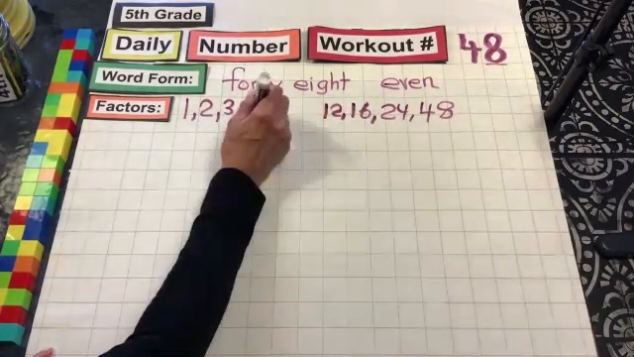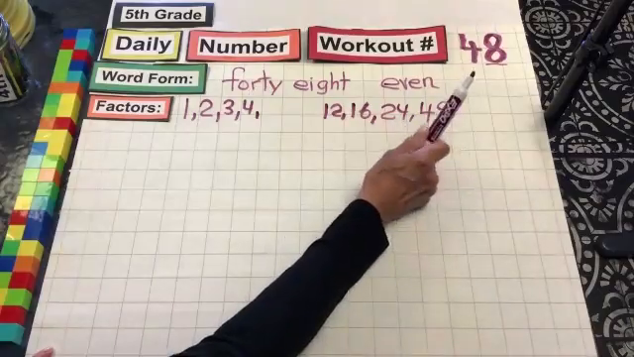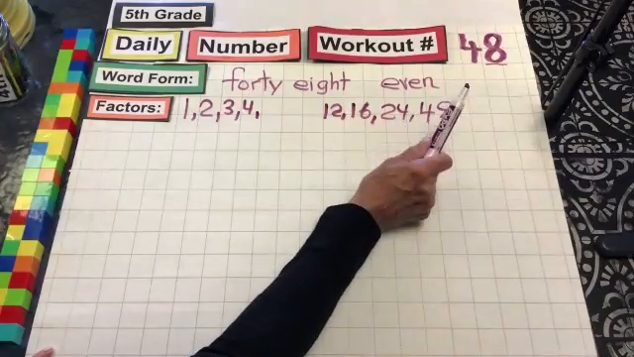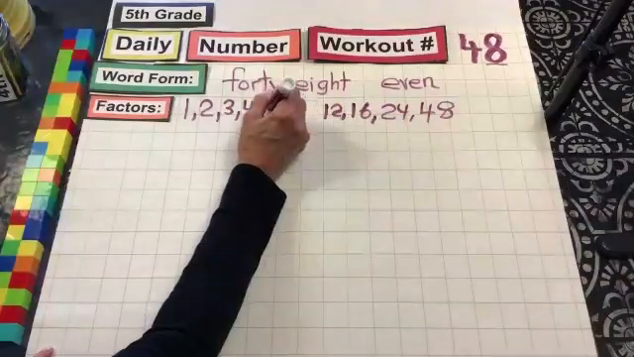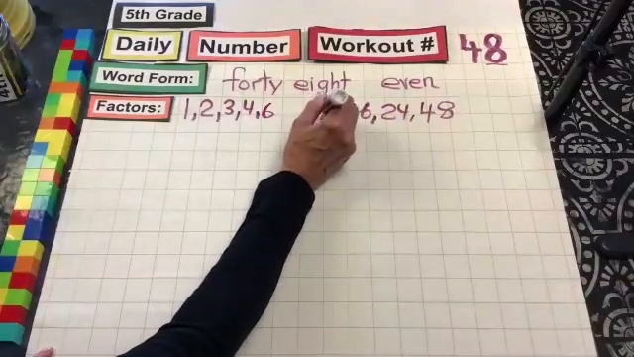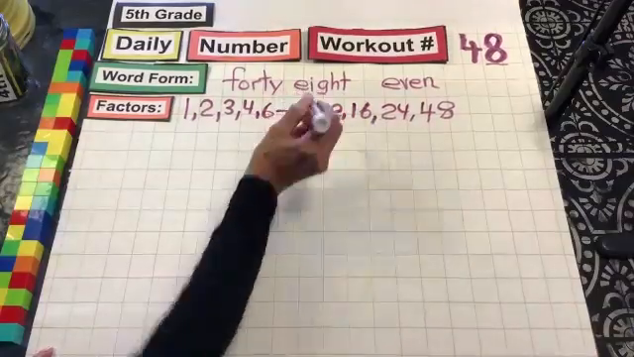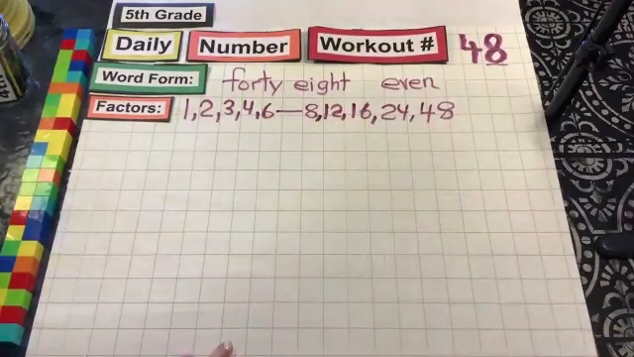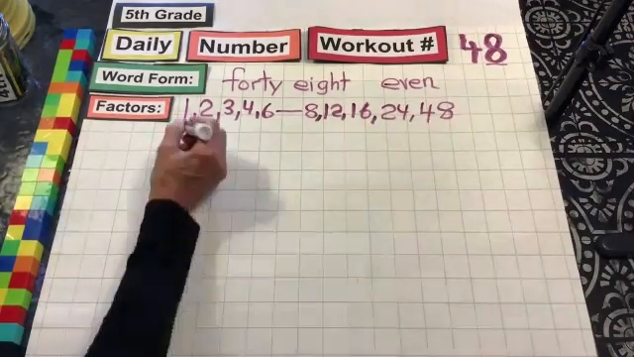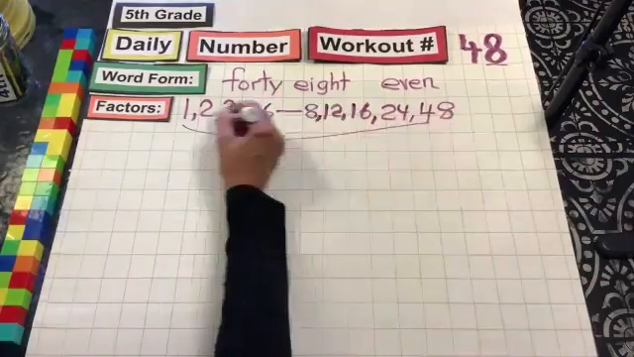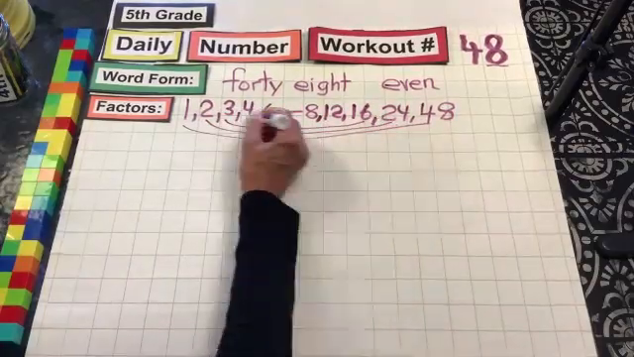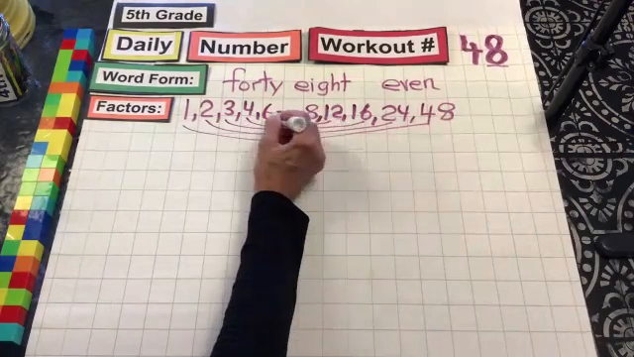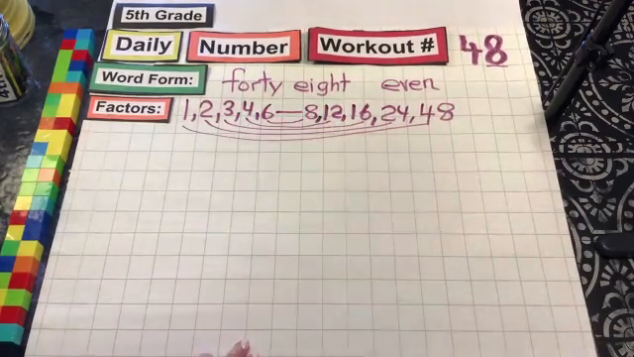Does 5 go in? No, because it doesn't end with a 0 or a 5. It has to have a 0 or a 5 in the ones place. Does 6 go in? Absolutely. 6 times 8 goes in. 7 doesn't go in, so we're done. Whoa, we've got 10 factors. 5 factor pairs. 1 times 48, 2 times 24, 3 times 16, 4 times 12, and 6 times 8.